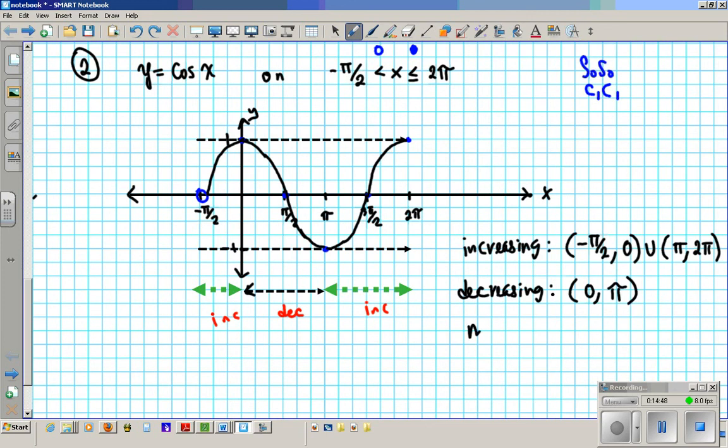Okay? Your maximum is going to be 1. You have two maximums there. They coincide with each other. And your minimum is going to be -1. Okay? So there you have it.